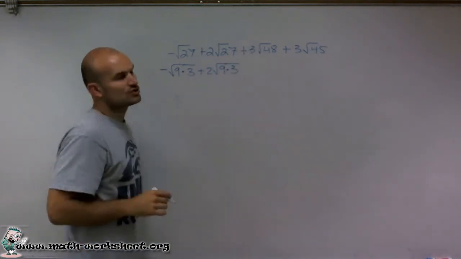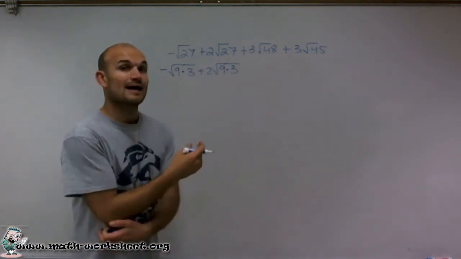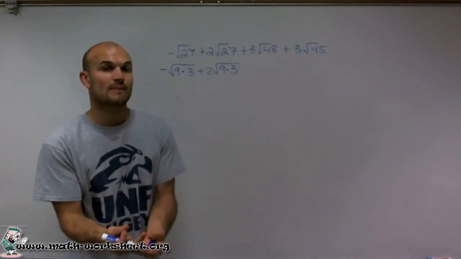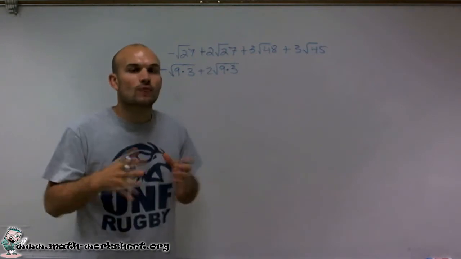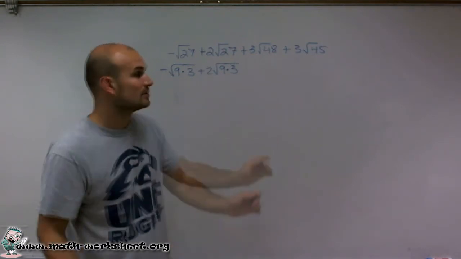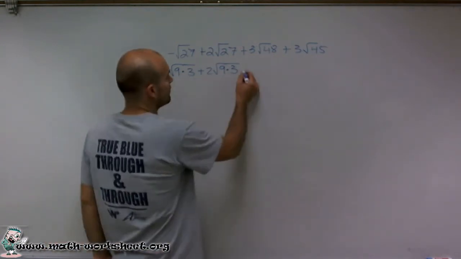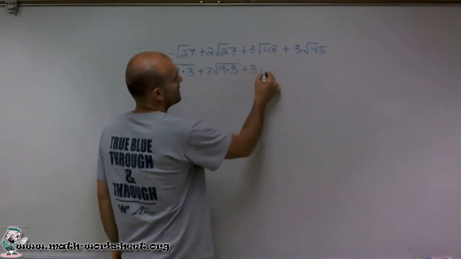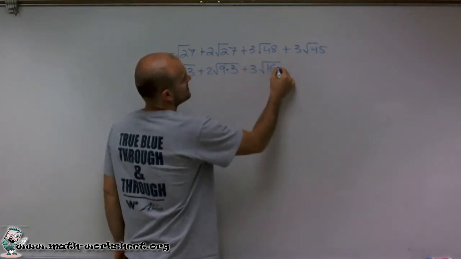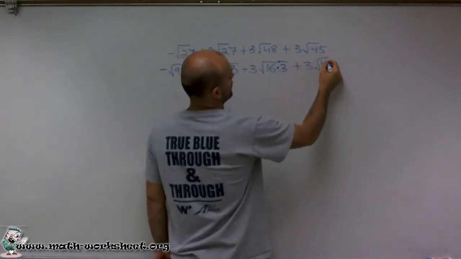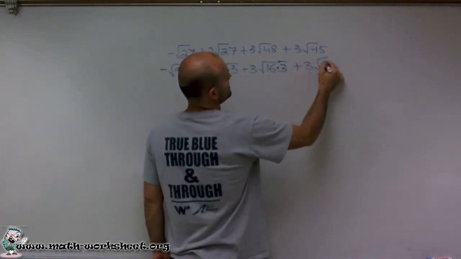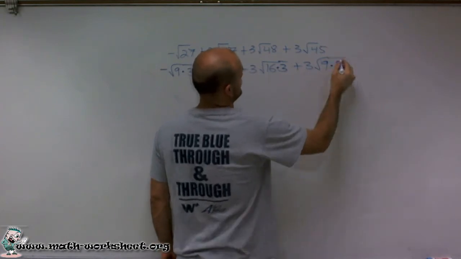I can rewrite the square root of 48. Now, I know it is divisible by 4. I know it's divisible by 8. But you want to write what is the largest square number that goes into 48. Well, I can rewrite that as 3 times the square root of 16 times 3, plus 3 square root of 45 can be rewritten as 9 times 5.